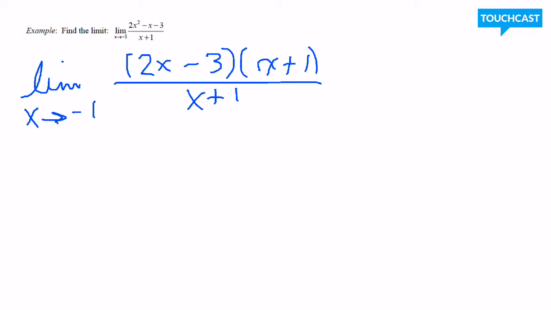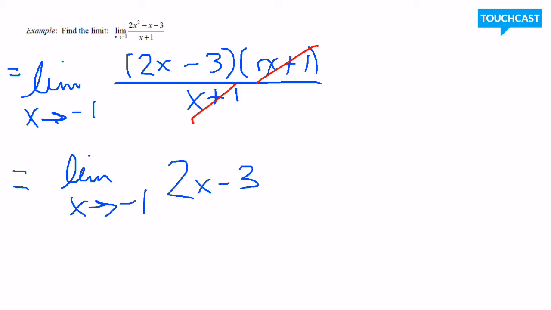So here I can notice that this expression can be simplified. That original expression I was given is equivalent to that same limit but of the factored version. So that's going to be equal to the limit as x approaches -1 of 2x - 3. Notice my divide by 0 problem has been eliminated. I can now evaluate this limit by substituting in -1 for x, and I get -5.